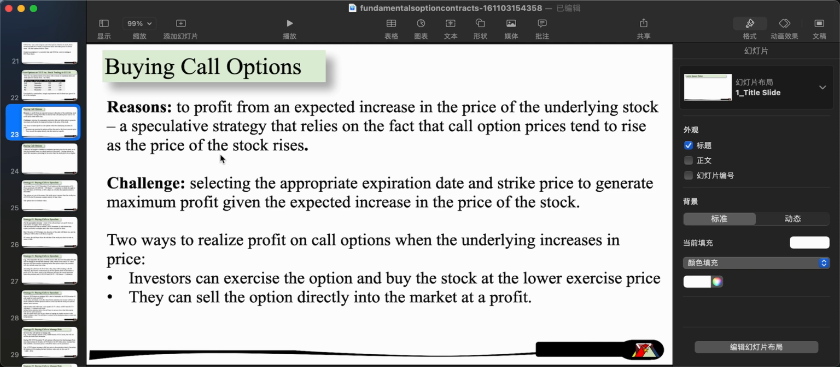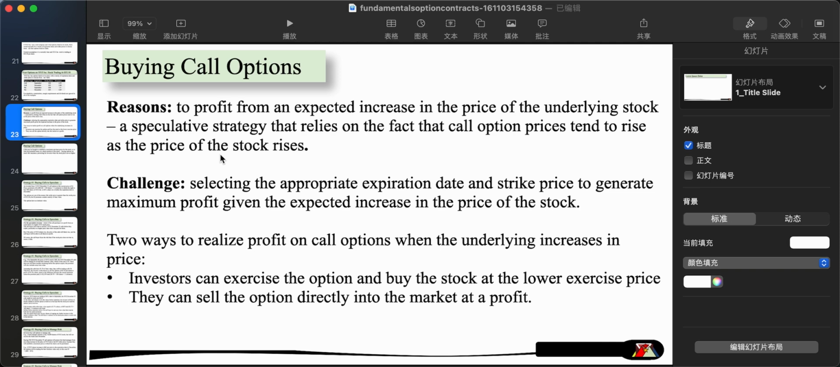There are challenges: you should select the appropriate expiration date, and time is not on your side, and you need to be specific on your strike price. Because if you have chosen the wrong strike price, or the stock doesn't really end up somewhere near the strike price, you still lose money.